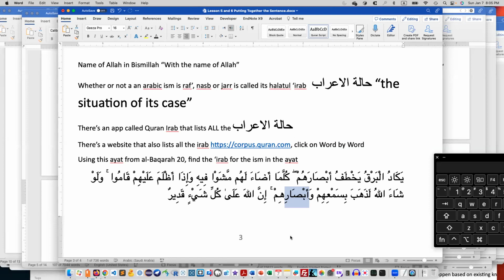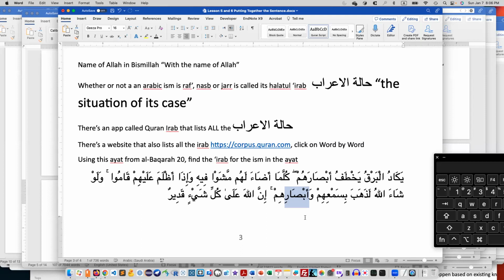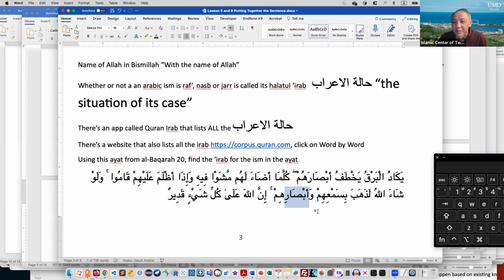I'm sorry, Dr. Nick. This is a little bit of a tough one, because in Arabic, the word "wa" and "bi" carry the same thing. The word before absarihim is majrur. And the word "wa" means that both of them are majrur. So which one is it that's majrur? Because of what? Because of the bi.